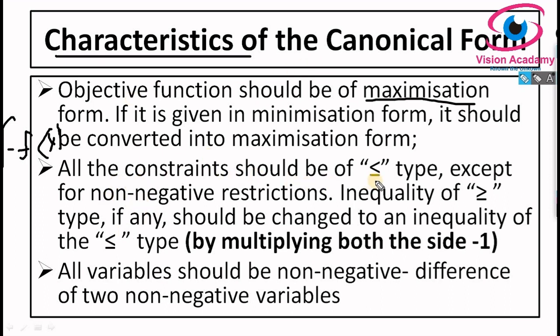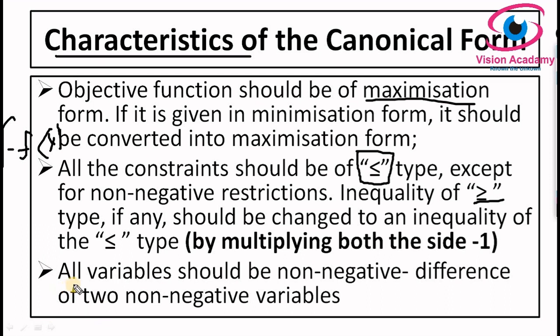Next, all constraints should be lesser than or equal to type. Very importantly, in the subject to constraints, all the constraints must be lesser than or equal to type, except the non-negative restriction. In the non-negative restriction, it must be greater than or equal to type only, whereas in the constraints it must be lesser than or equal to type. So what if a constraint is given in greater than or equal to? Then we change it to an inequality of lesser than or equal to type by multiplying both sides by -1.